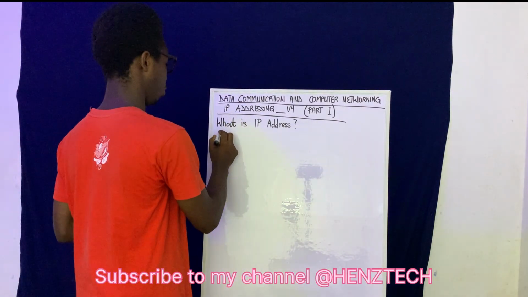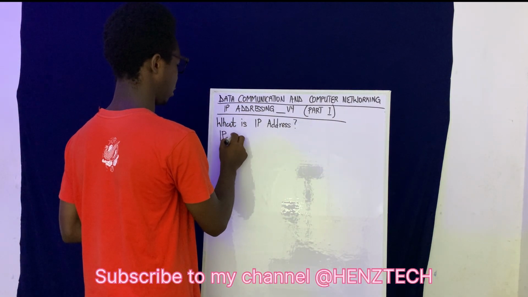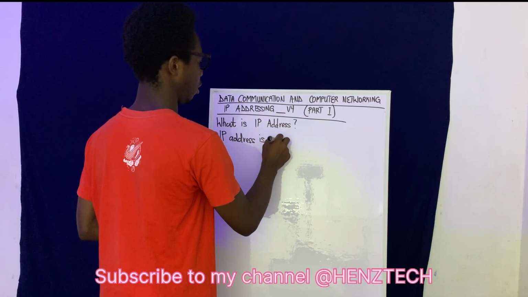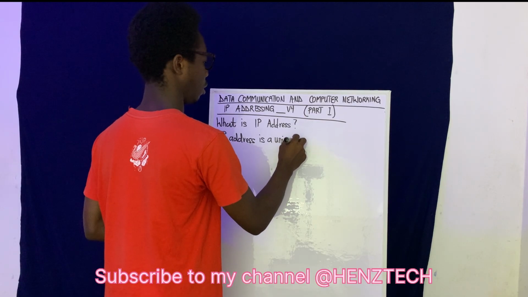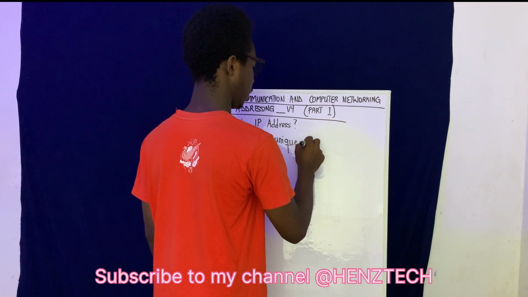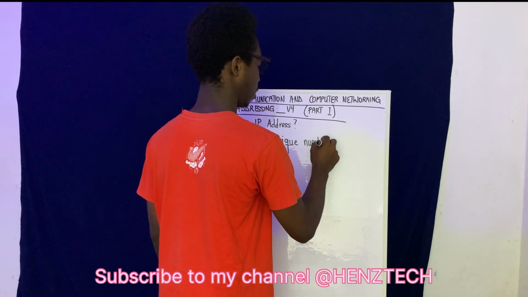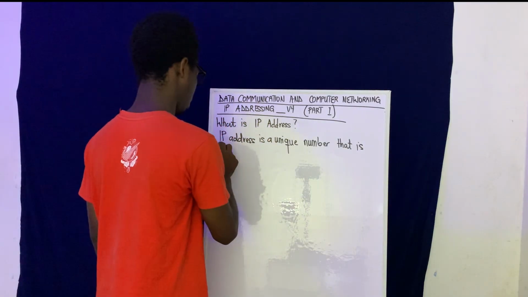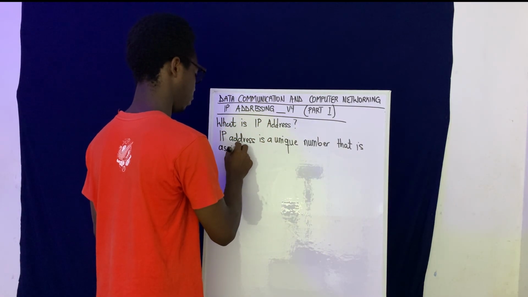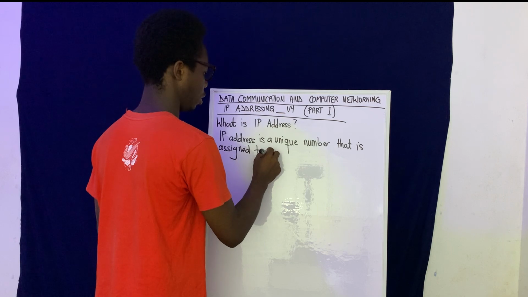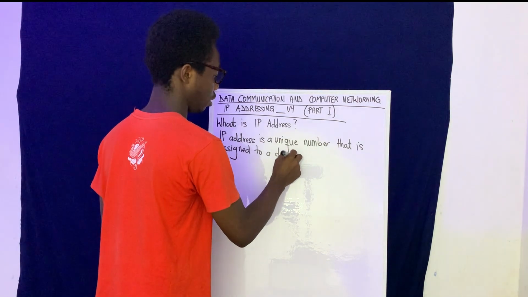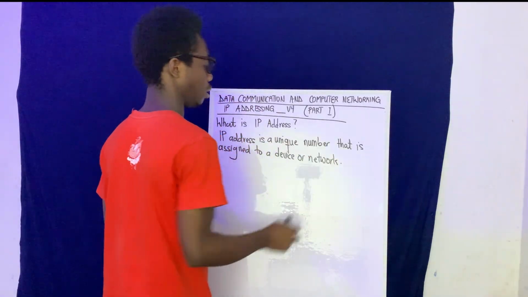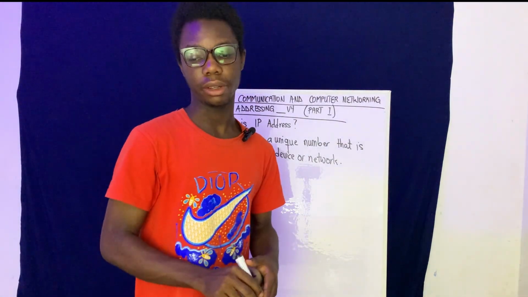So let's write it down. An IP address is a unique number that is assigned to a device or network. This is the definition of IP address.